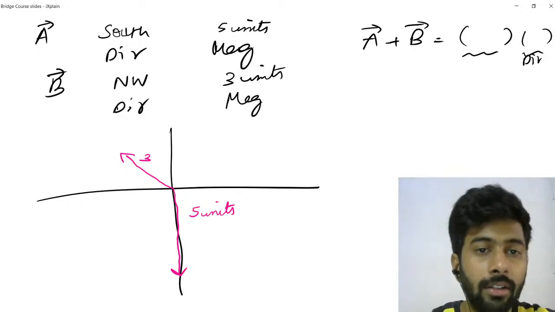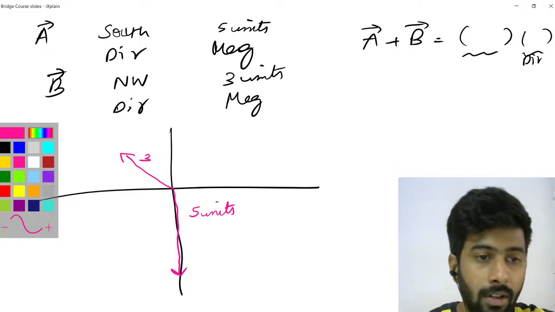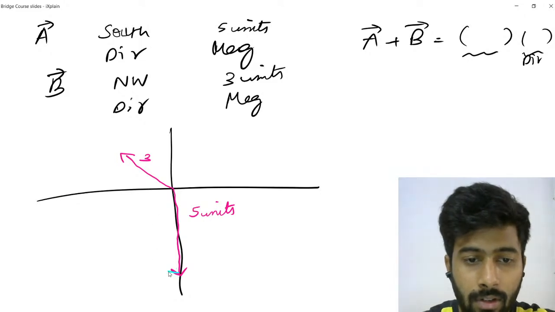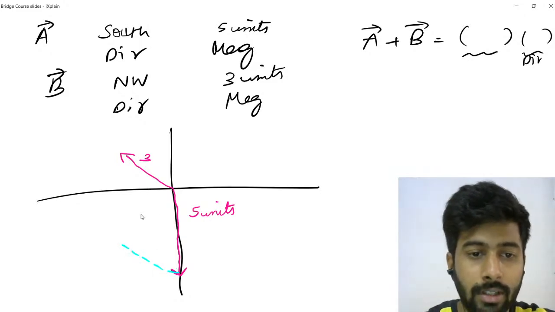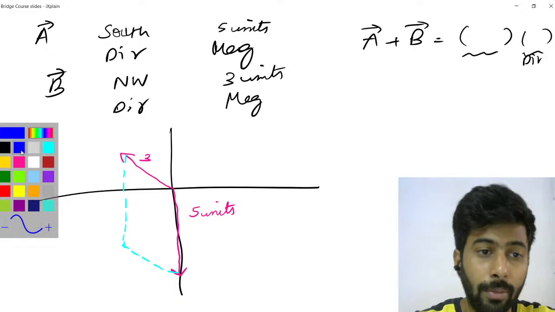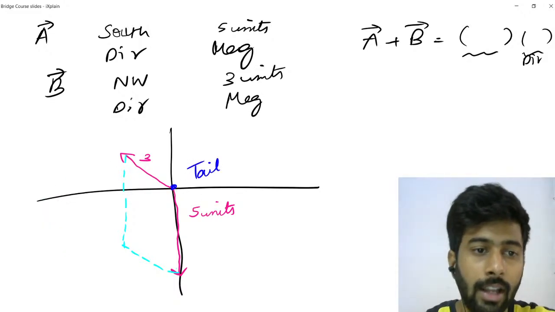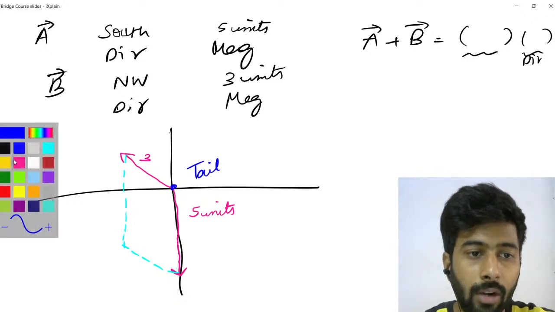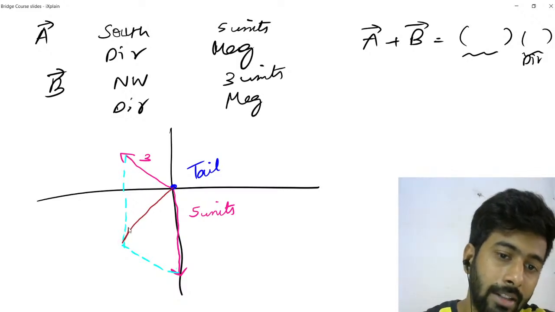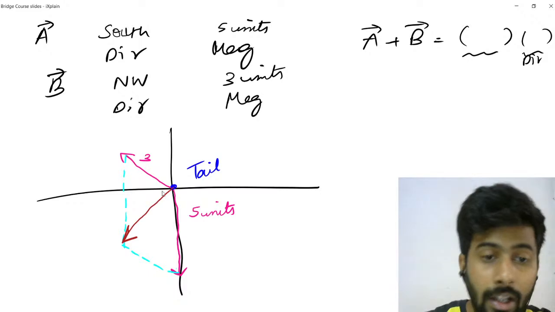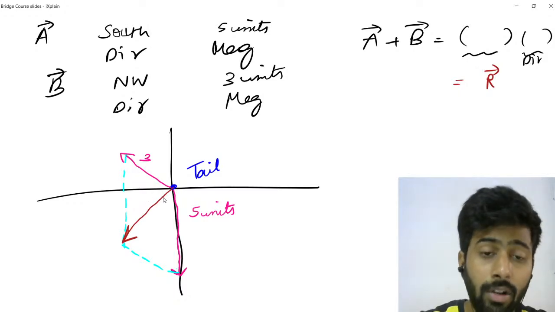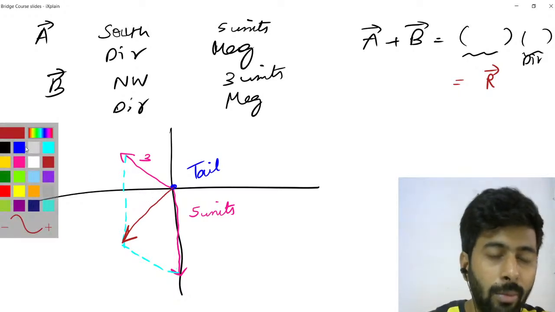Now how will you get A bar plus B bar's length? Very simple. Draw a parallelogram first with these two as the edges. You have to make sure that these two are joined by their tail, and then throw this vector out which starts from the tail and is along one of the diagonals. This vector is what you are looking for. This vector is going to have some magnitude. How do I get that magnitude? Using the magnitude formula, right?